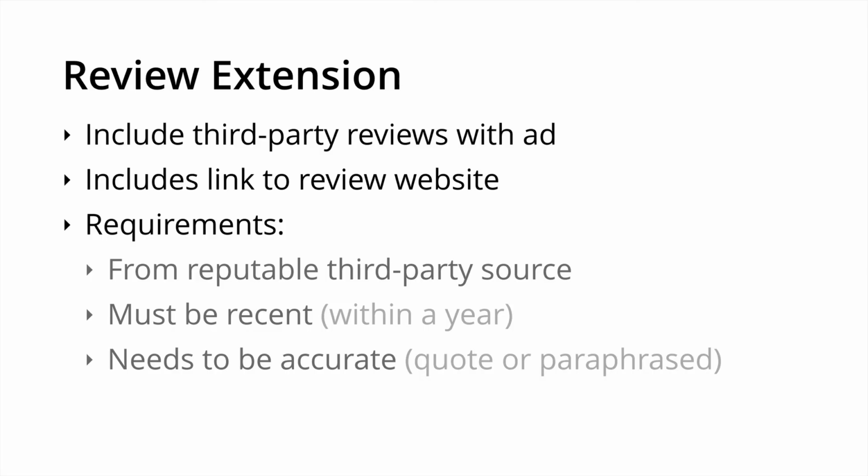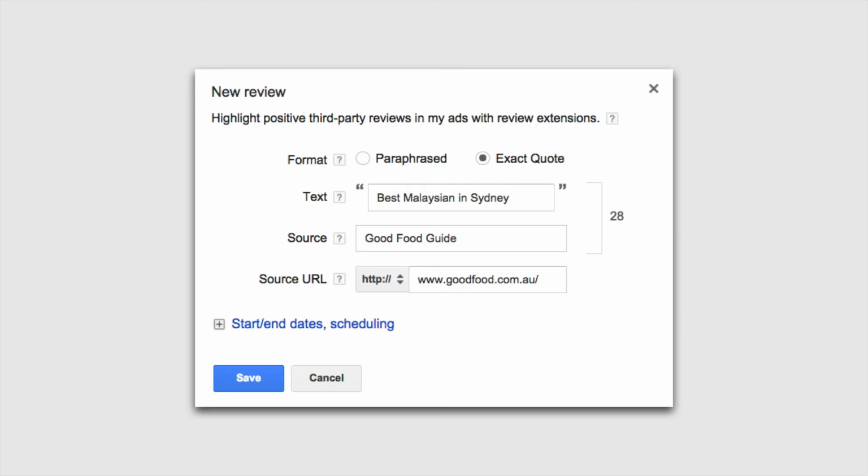Finally, we have review extensions, which include third-party reviews along with your ads. They do include a link through to the review website, and there are some requirements. So they need to be from a reputable third-party source. They need to be recent, so published within the last year, and they need to be accurate. We can actually head in and we can either use the paraphrased or exact quote, enter in the details, and then add this extension inside Google AdWords.